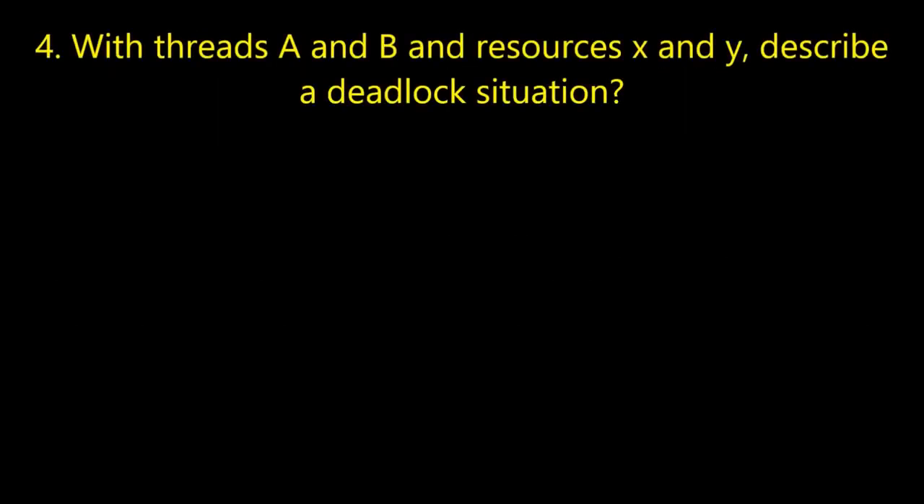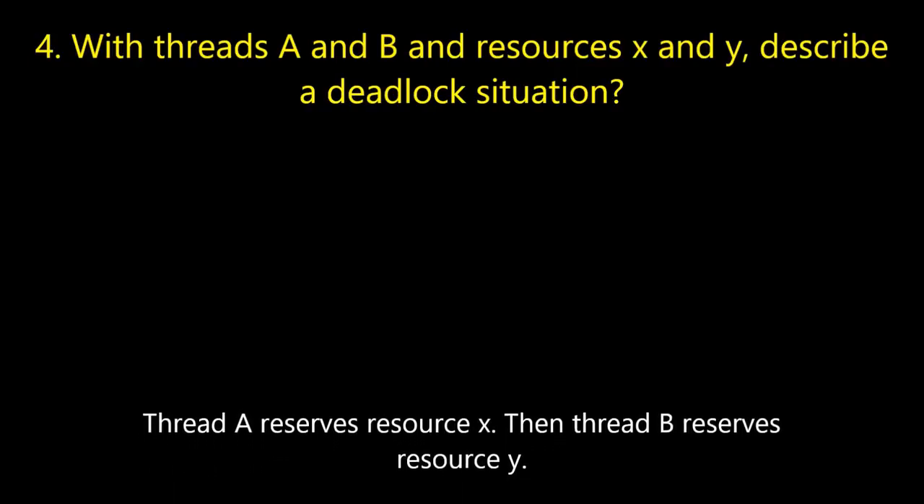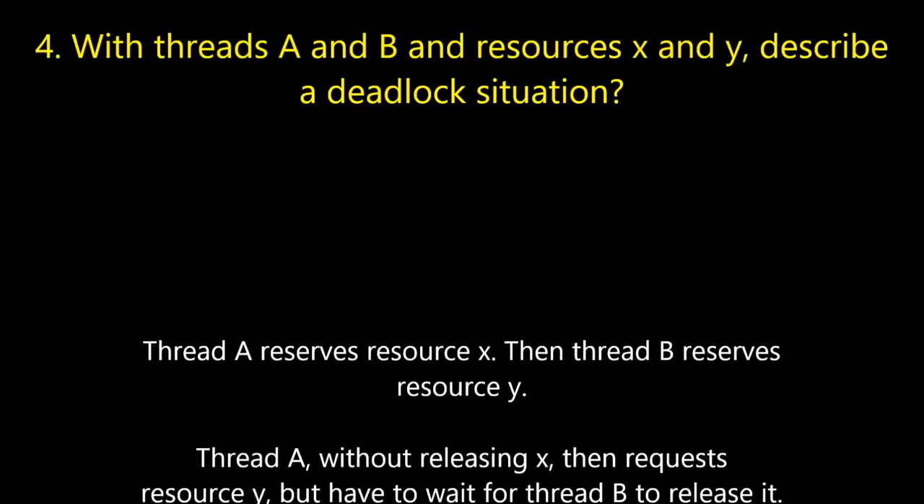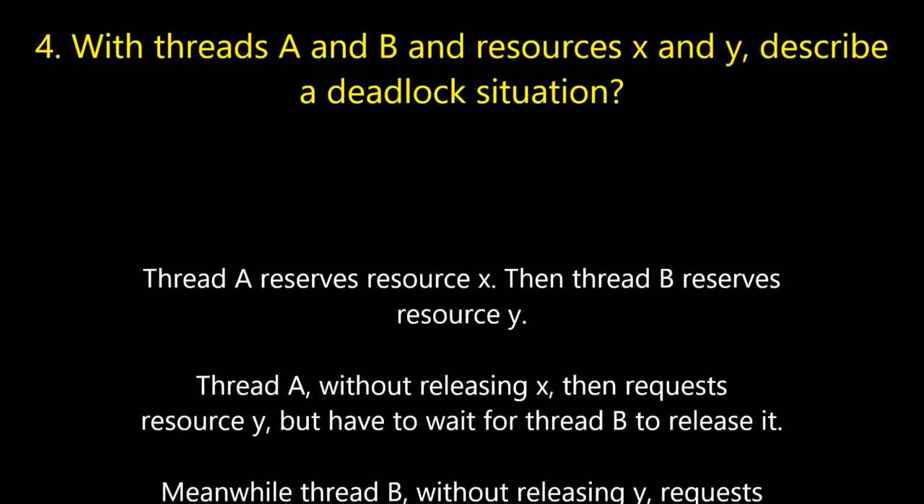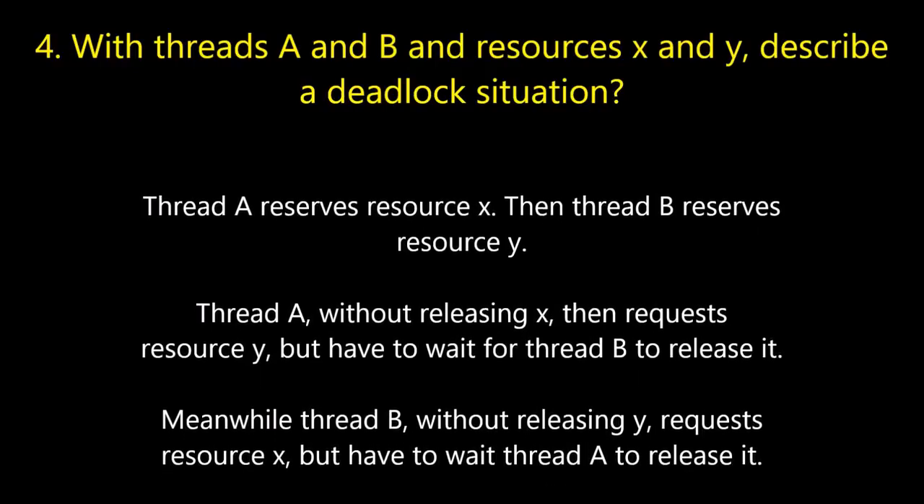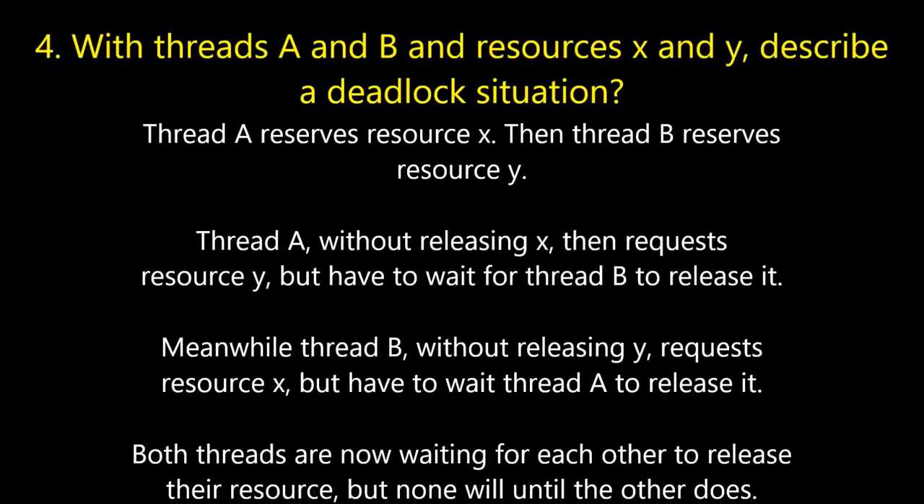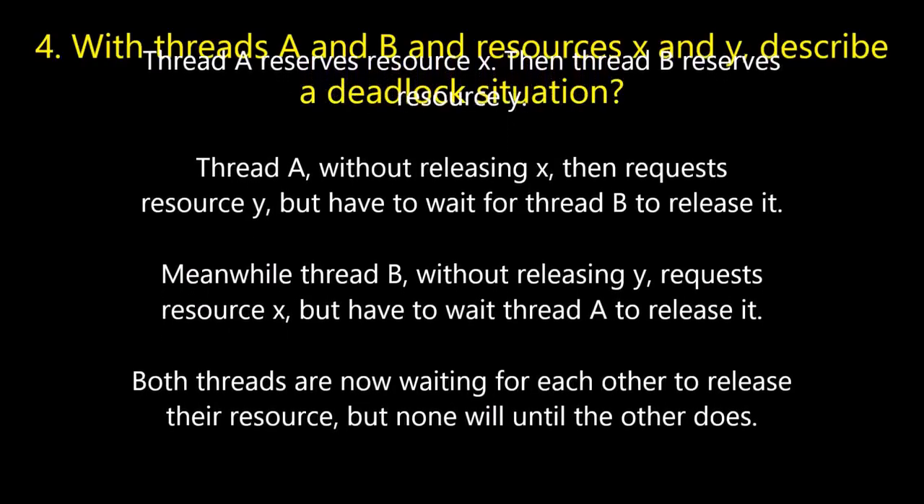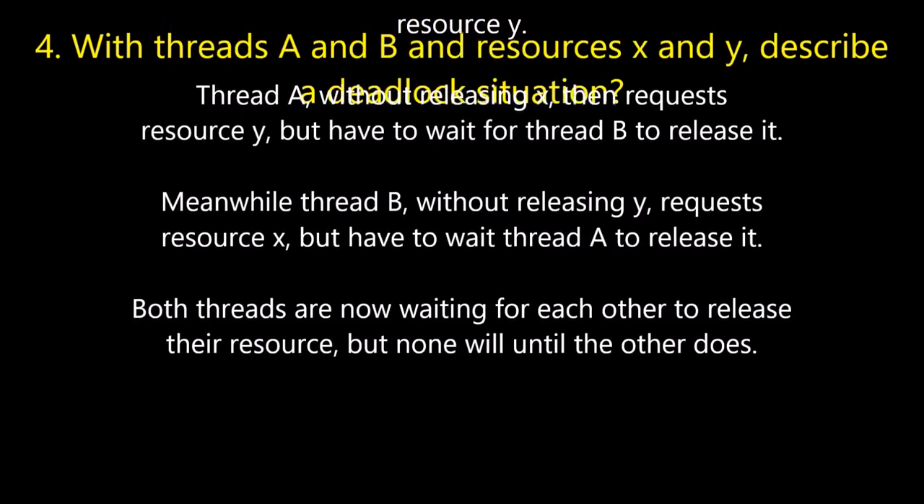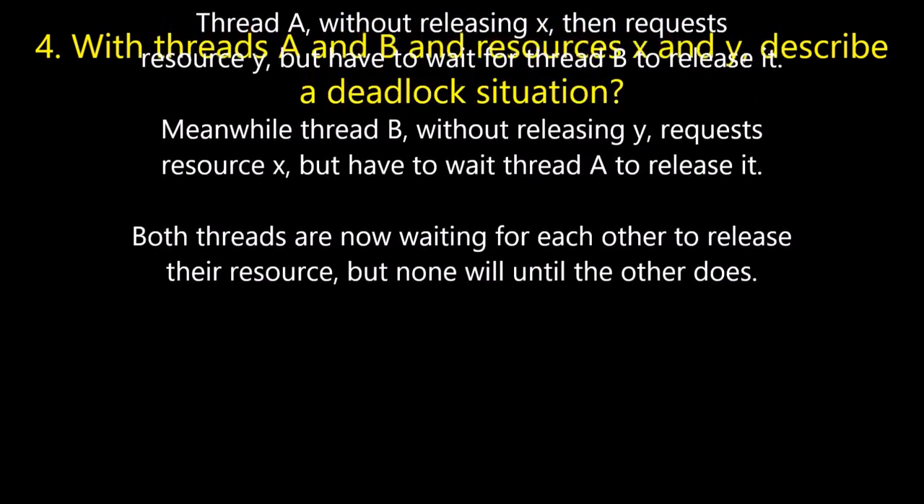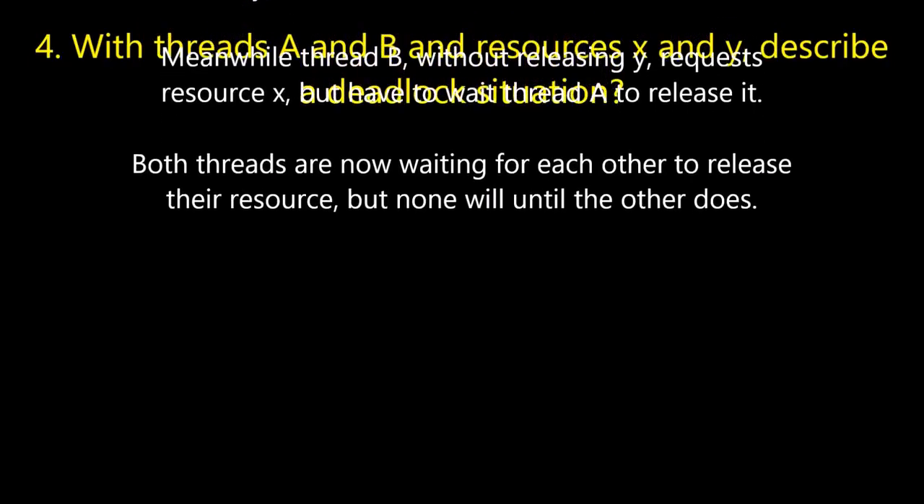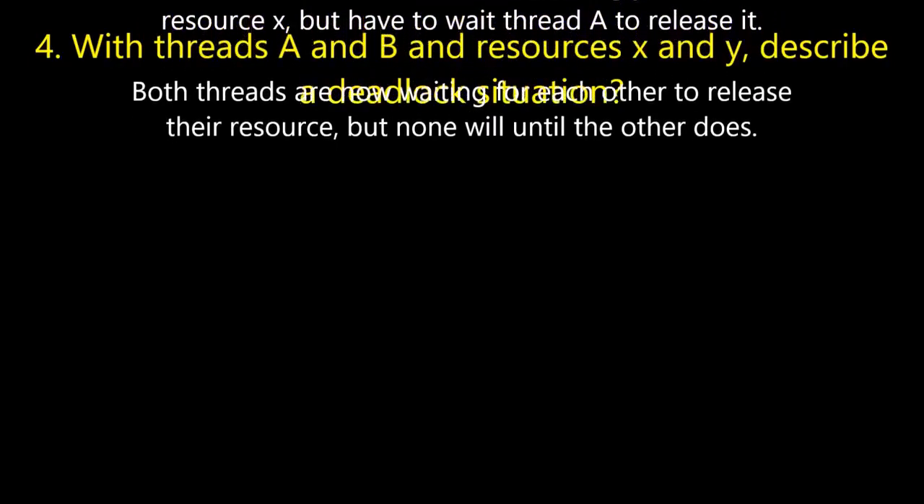Question number 4. With threads A and B and resources X and Y, describe a deadlock situation. Thread A reserves resource X. Then thread B reserves resource Y. Thread A, without releasing X, then requests resource Y, but has to wait for thread B to release it. Meanwhile, thread B, without releasing Y, requests resource X, but has to wait for thread A to release it. Both threads are now waiting for each other to release their resources, but none will until the other does.